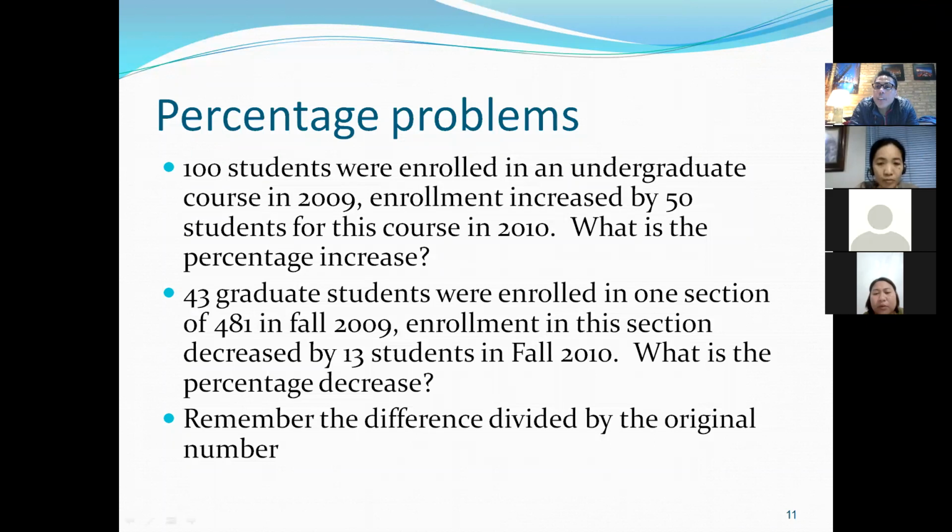Let's take a look at your chat answer. 30% decrease is correct. Wonderful. Again, practice adding the word decrease or increase, because for percentage change, I need to see those words all the time. And then next slide.